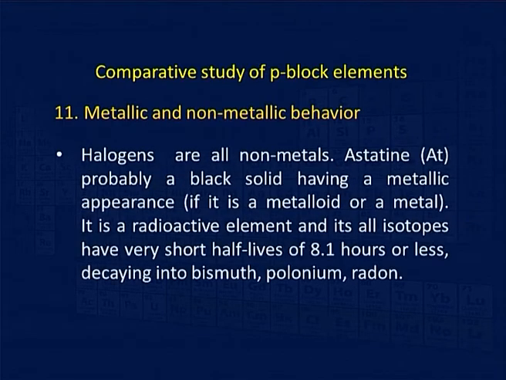The halogens are non-metals. Astatine is probably a black solid having a metallic appearance if it is a metalloid or a metal. It is a radioactive element and all its isotopes have a very short half-life of 8.1 hours or less, decaying into bismuth, polonium, radium and so on.